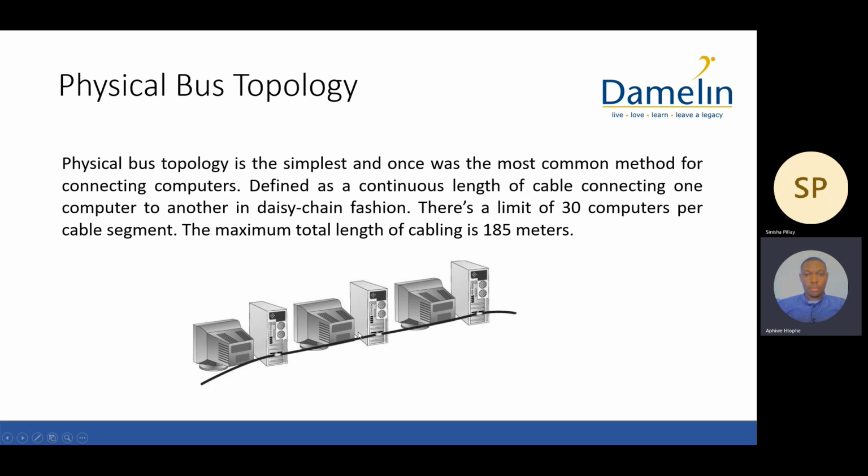We can see the diagram in this slide. This is the physical bus topology. Physical bus topology is the simplest and once was the most common method for connecting computers. It is defined as a continuous length of cable connecting one computer to another in a daisy chain fashion. There is a limit of 30 computers per cable segment. The maximum total length of cabling is 185 meters.